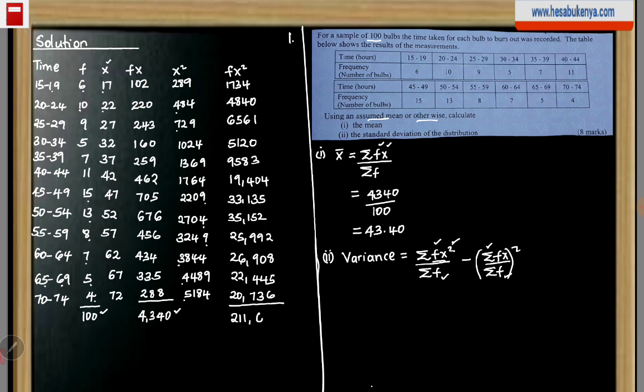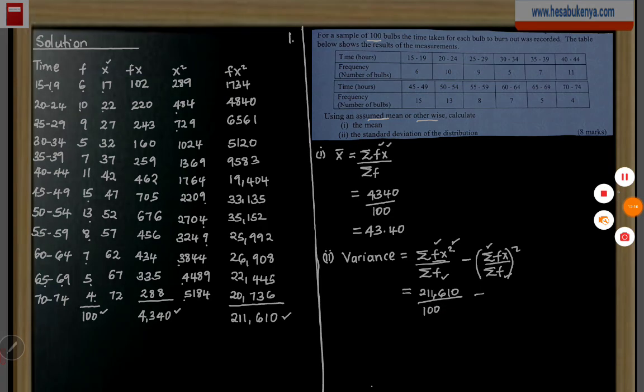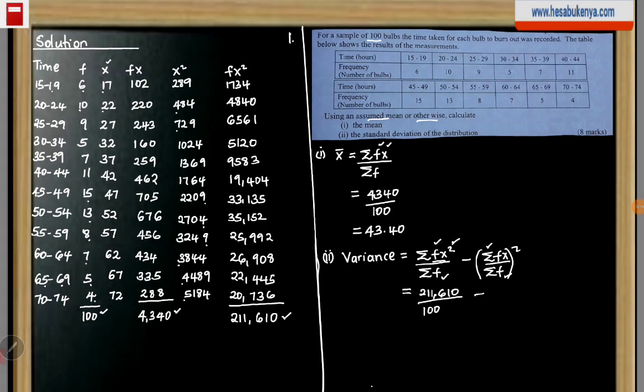2,11,6,10. So to get our variance, we will have summation of fx squared, which is 2,11,6,10, over summation of f, which is 100, minus summation of fx, which is 43,40, over summation of f, which is 100, and then we square this value. So this gives us 2116.1 minus 1183.6.